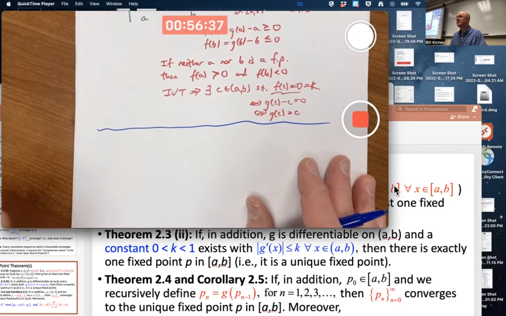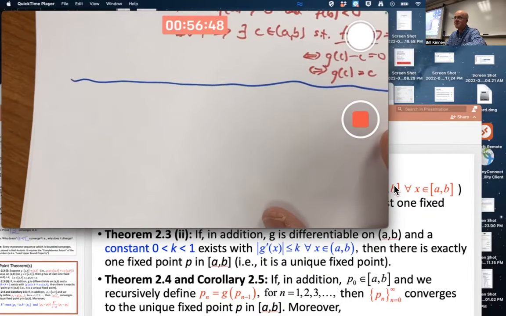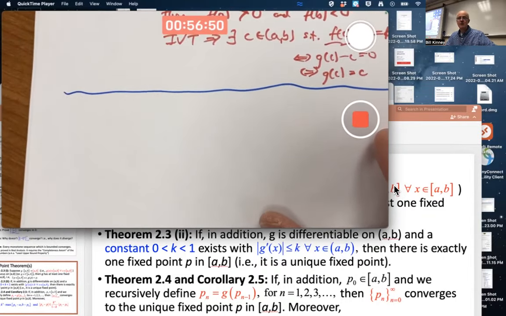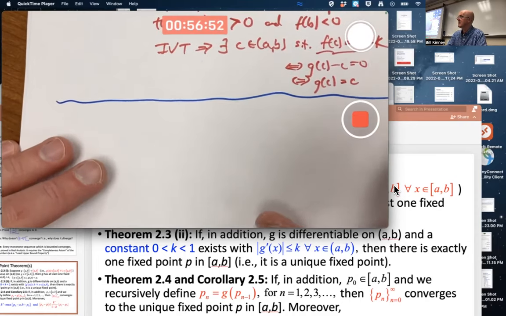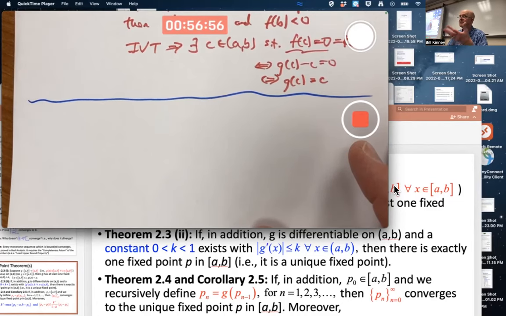We know there's at least one fixed point. How do we know there's not more than one? How about argue by contradiction? We did that for proving the square root of 2 was irrational, meaning not rational. Assume it was rational, get a contradiction. That's how to prove in general something's irrational, because irrational by definition is not rational. How do you prove there's a unique fixed point? Pretend there are 2. Try to get a contradiction.